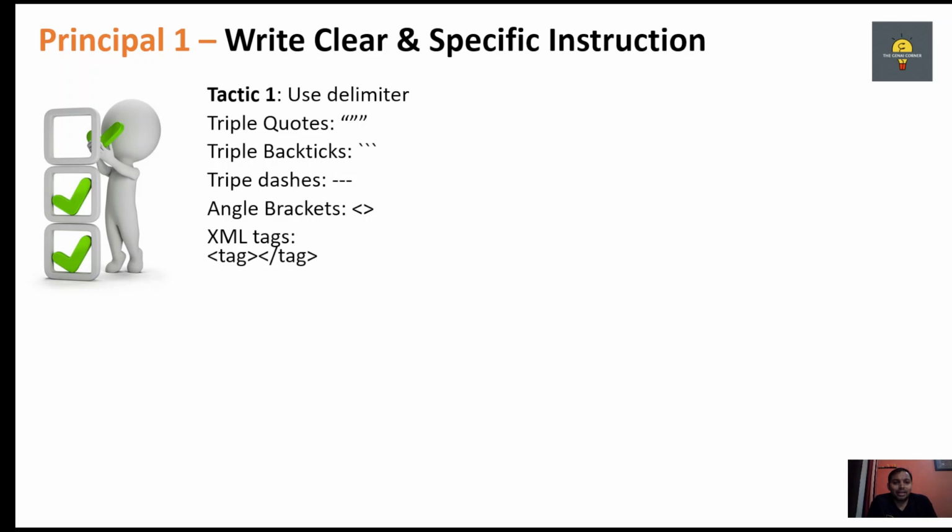In order to write clear and specific instructions, there are some tactics that we can follow. First, use delimiters. Delimiters provide a great separation between the text to be summarized and the prompt which mainly helps the model do that particular task. There are different ways to achieve this separation. You can use identifiers, markers, or punctuation like triple quotes, backticks, triple dashes, angle brackets, or XML tags.